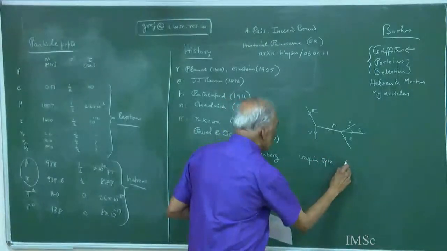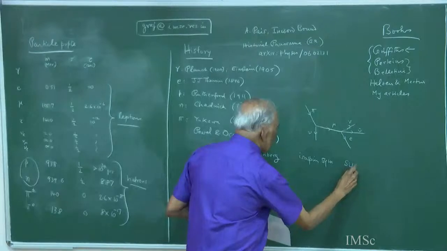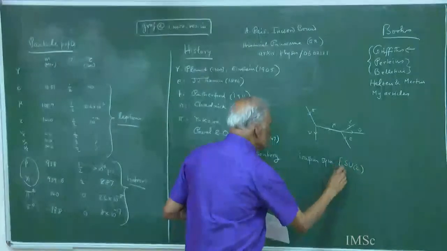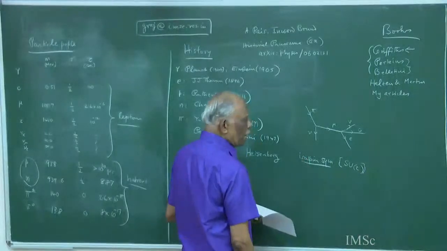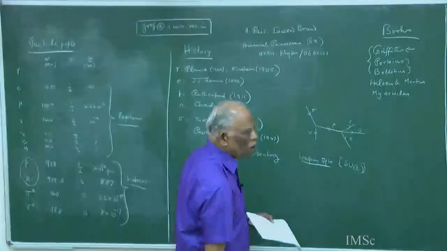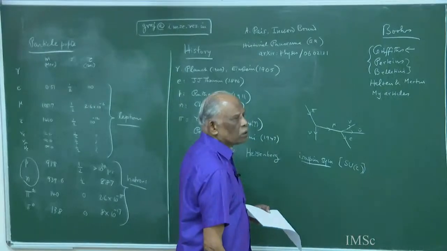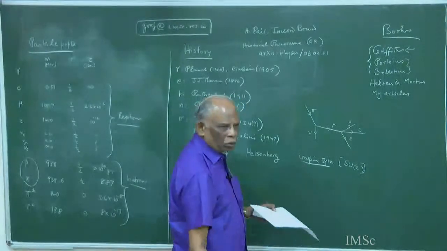Mathematically, it corresponds to the group SU2. We will talk about the mathematics later. But I can say that isospin symmetry, SU2 symmetry, is like the symmetry for angular momenta. Everybody knows about the angular momenta.